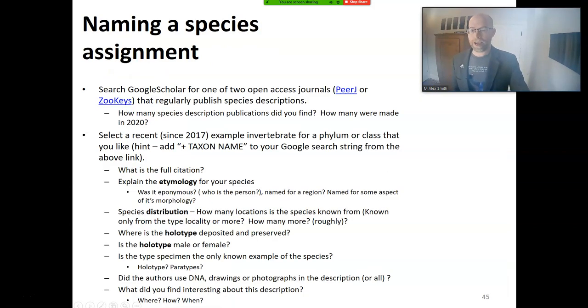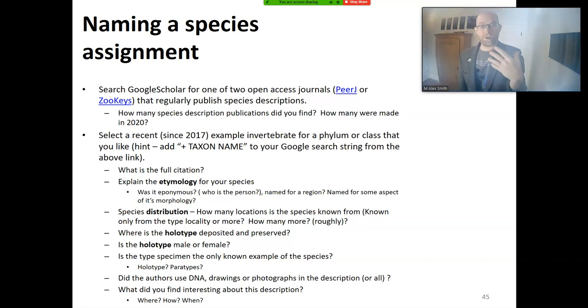Now, what are we asking you to do? We're going to ask you to search Google Scholar for 1 or 2 open access journals, so you don't have to be on a VPN to the university to do this. One of them is called PeerJ, one of them is called Zookeys, that regularly publish descriptions, and then follow these steps. You're going to have these steps in a second. I'm going to show them to you.